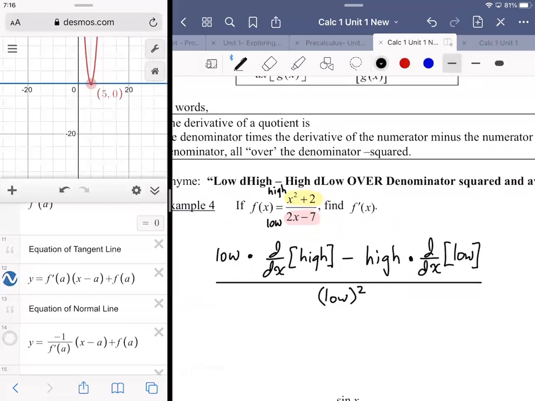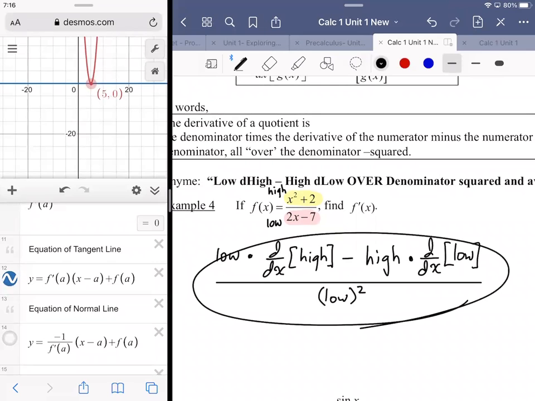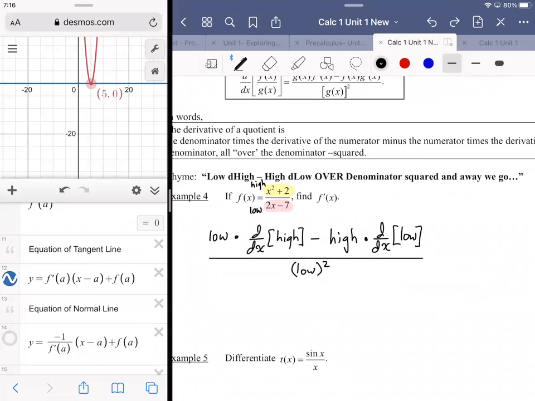And you're like, oh, how on earth is that going to help me remember anything? Well, it's not so much that you're remembering this formula, it's you're remembering the rhyme. Low d high minus high d low over denominator squared, and away we go. It's the away we go that sells it, you know? Because otherwise it's not a rhyme. You need the away we go, otherwise you haven't really accomplished it.